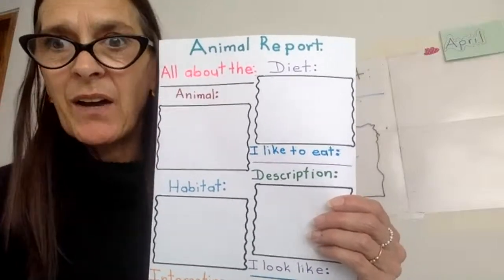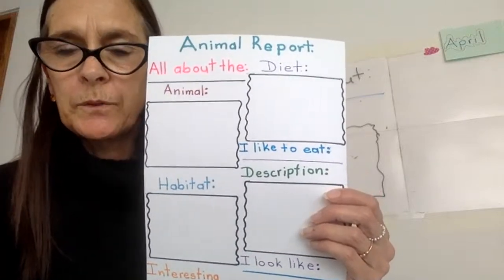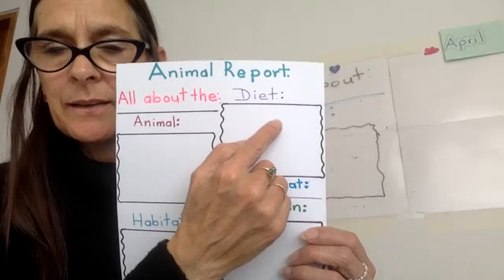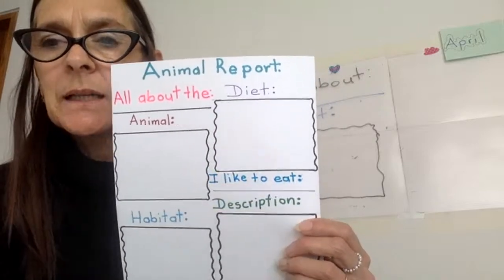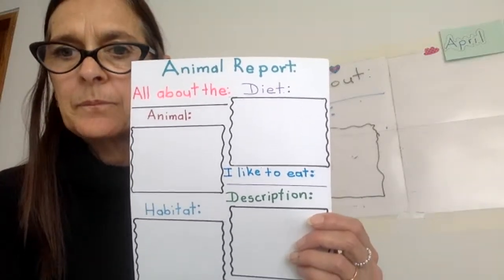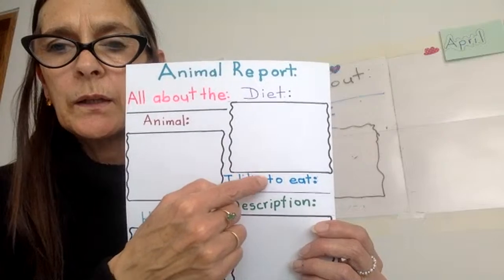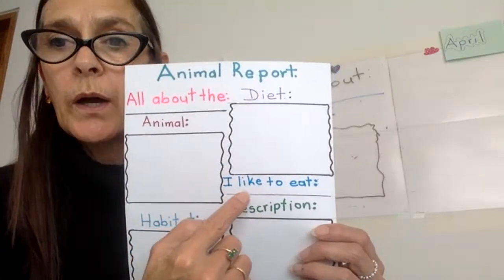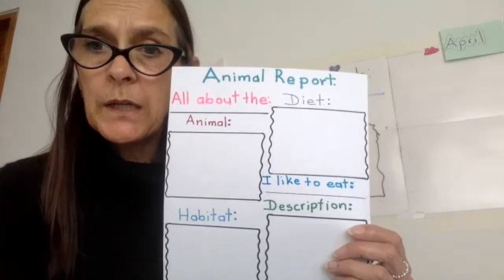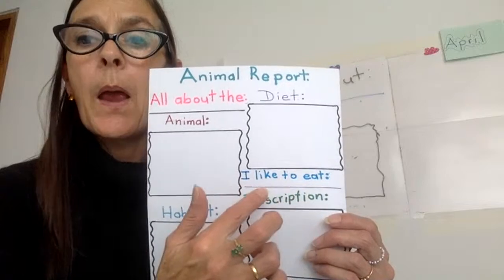In the jungle, in the farm, in the sea, in the Arctic, in the savannah. So we have many places around the world. The next one is the diet. That diet means what do they eat or what do they like to eat. And under the box of the diet, I am going to write down I like to eat. In my case, because I choose the elephant, I am going to write down peanuts. I like to eat peanuts.